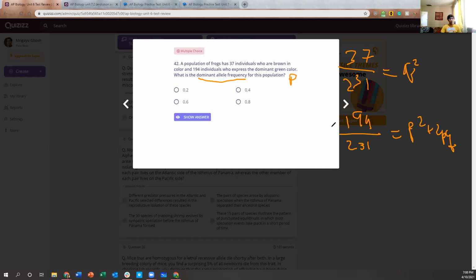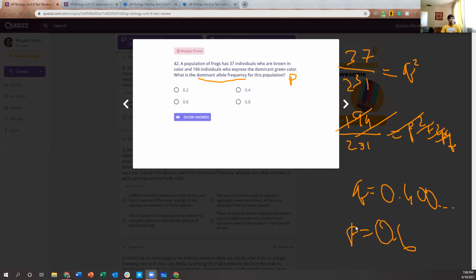I wouldn't recommend the other way. I would start with q squared, find q, and then subtract that from 1 to find p. So q is the square root of 37 over 231, and I would just do that in my calculator. It's 0.400 and so on. So p will be 1 minus q, which is approximately 0.6. I know I wrote equals, and for the sake of this problem it's fine, but you should probably write approximately. So 0.6 is right.